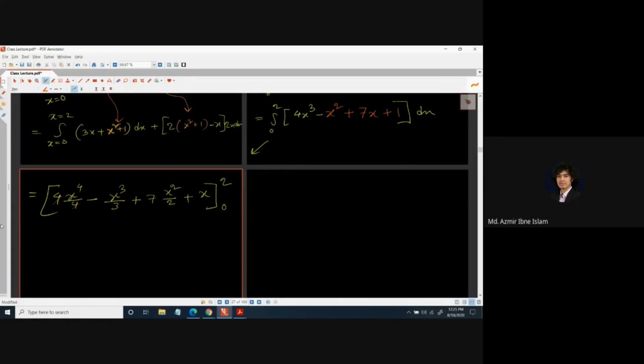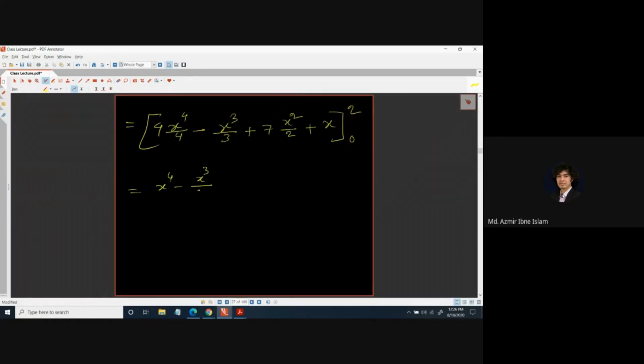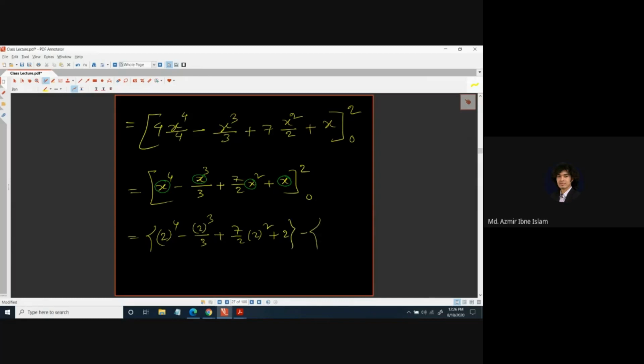So we can simplify this: x to the power 4 negative x cube over 3 plus 7 by 2 x squared plus x. Now we can apply the fundamental theorem of calculus, where we have x, let's input upper limit and then lower limit. So 2 to the power 4, 2 power 3 by 3, 7 by 2, 2 squared plus 2 negative. If we input 0, we are getting 0 here.